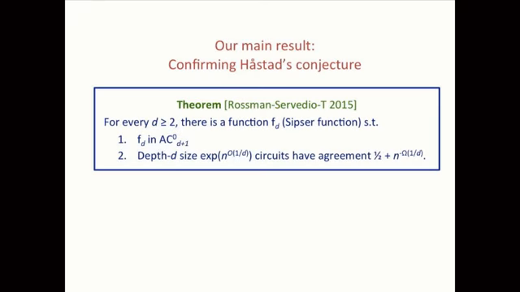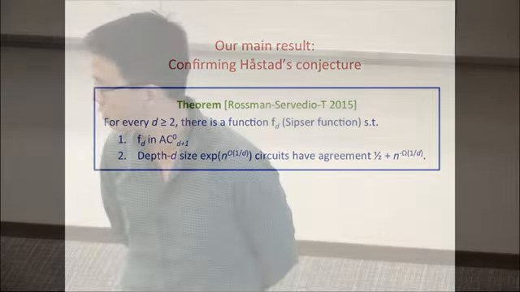So more precisely, and it's no surprise, we have the Sipser function. We show that for every depth d greater than 2, there's a function f_d, the Sipser function, which is in depth d plus 1, AC0. But depth d circuits of size 2 to the n to the 1 over d have agreement 1/2 plus little o of 1 with it. Okay, you cannot do 51%.